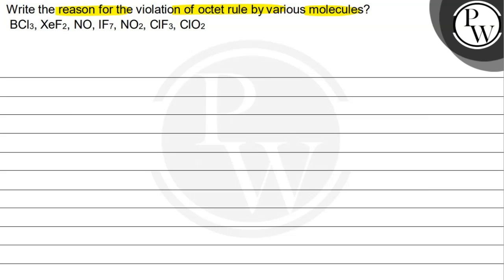इस प्रश्न में क्या पूछा है? The reason for the violation of octet rule. So, that is the reason और वॉयलेशन ऑफ ऑक्टेट रूल. इसमें की कॉन्सेप्ट क्या होता है? वॉयलेशन ऑफ ऑक्टेट रूल. द की कॉन्सेप्ट हियर इट इज ऑक्टेट रूल.